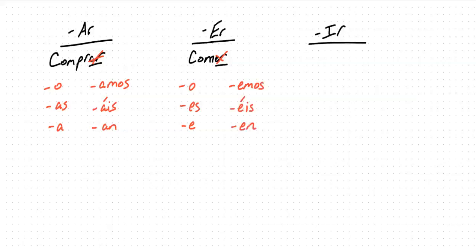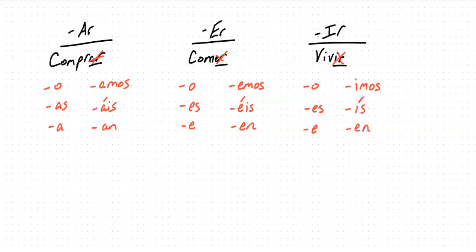Then, one of the IR verbs that we have learned is vivir, to live. And again, we are conjugating an IR verb, so the process is to cut off the IR ending, and in its place, you want to plug on O, ES, E, but this time it's IMOS. I, because it's an IR verb. The next one is IS, with an accent over the I, IS, ES. And then the last one is EN.